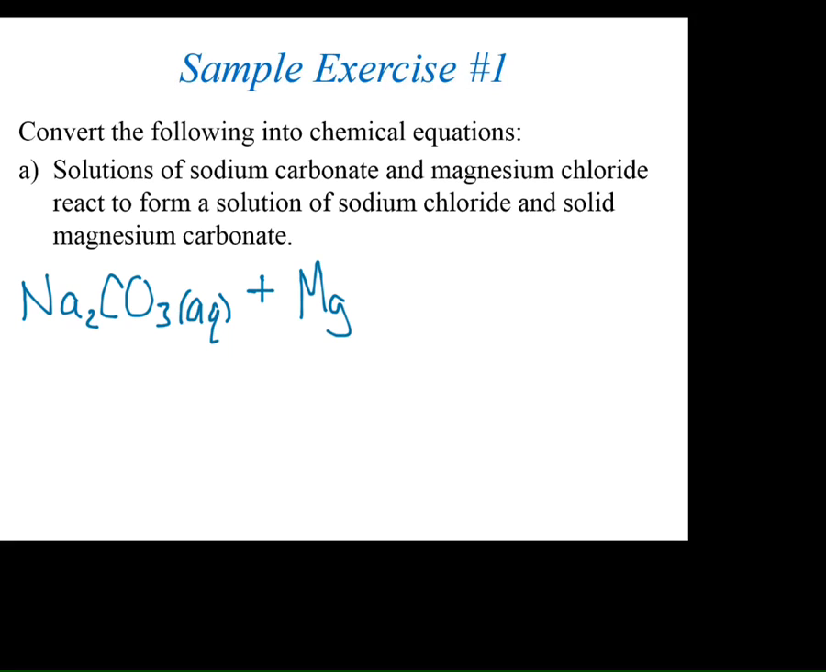MgCl2. Mg is 2 plus. Chloride, ide, means nonmetal by itself. It's 1 negative, so I need 2 of those. And it's a solution, so what do I write? AQ. Put a little AQ there. Reactive form, so I'm going to put a little arrow. And I'm going to run out of room, so I'm going to write it down here on the next line.